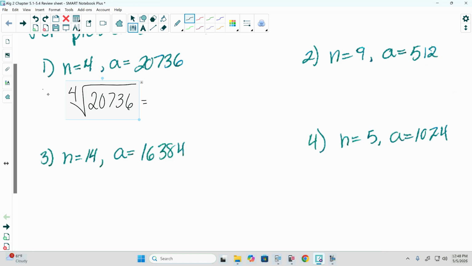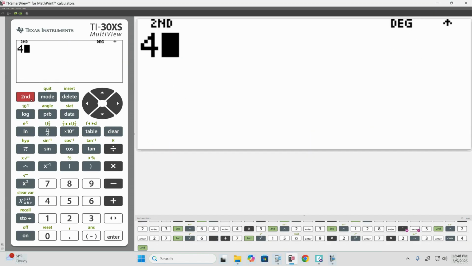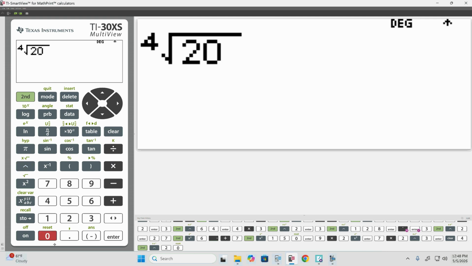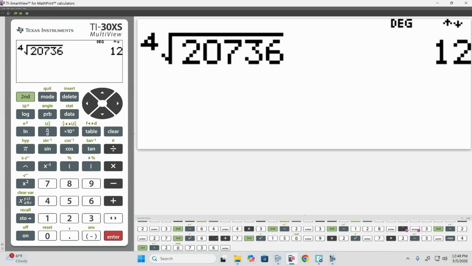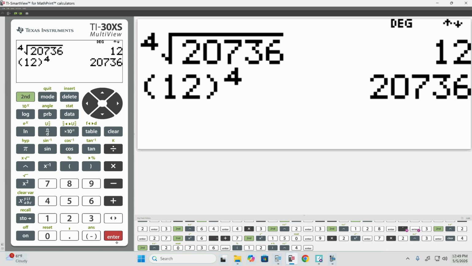We can leave that cracked. Now the first thing I would do is take the TI-30XS. Most of this we can do on the TI-30XS. It'd be helpful if I actually remembered the number, 20,736. Type it in and we get 12, which is really telling us that 12 to the fourth power is 20,736.